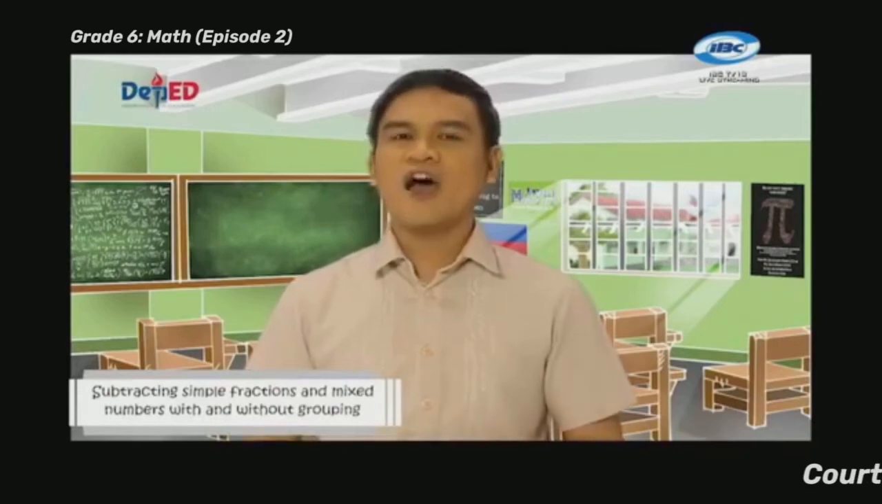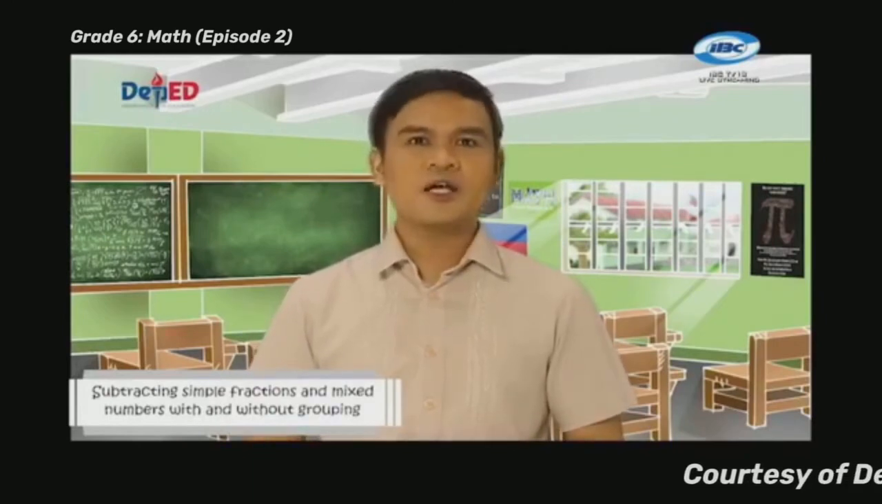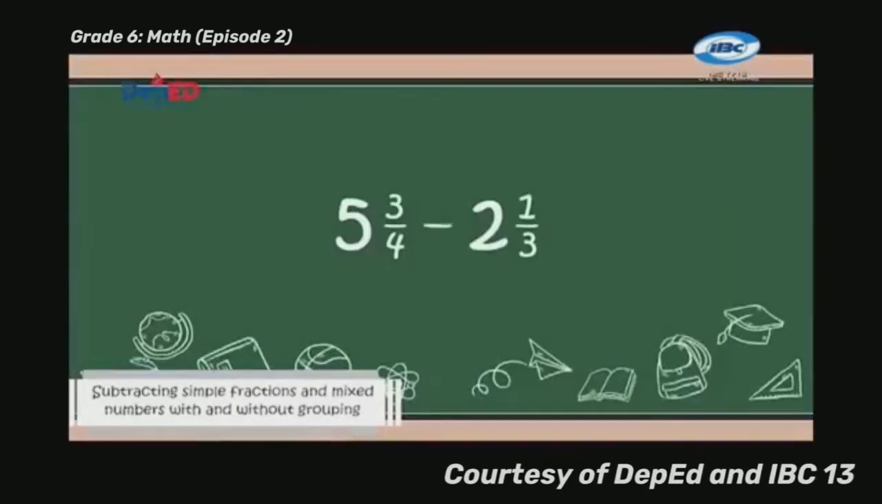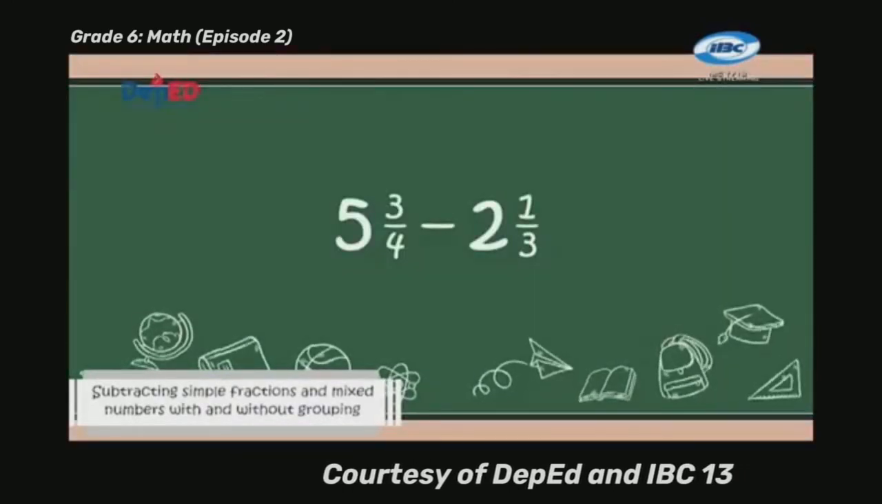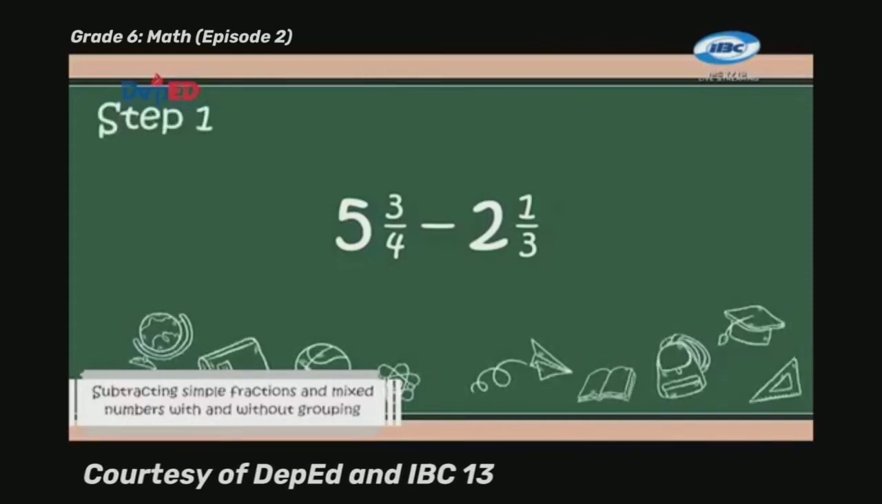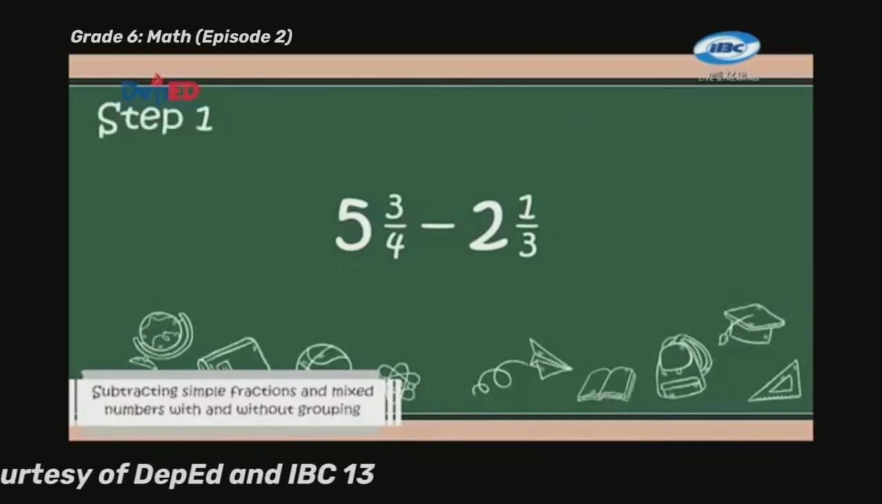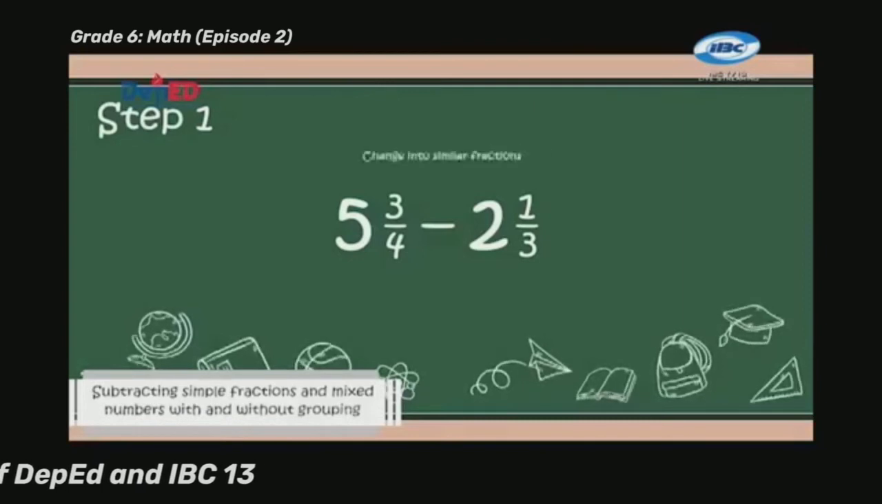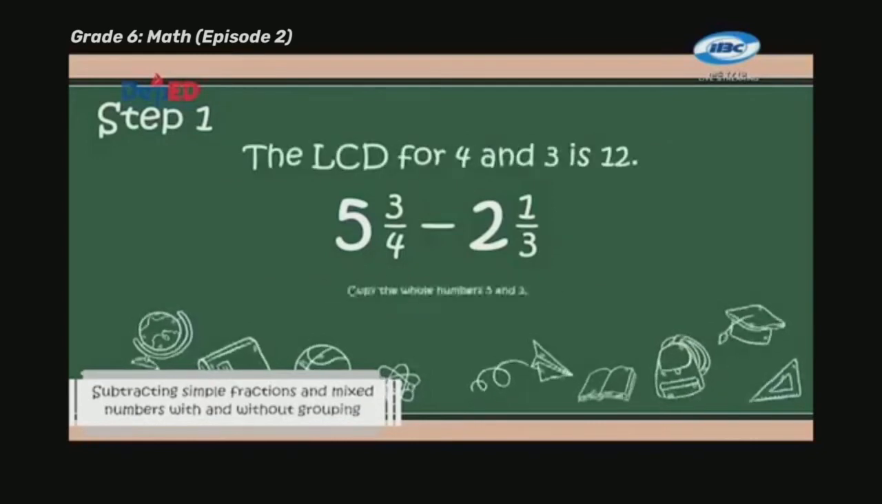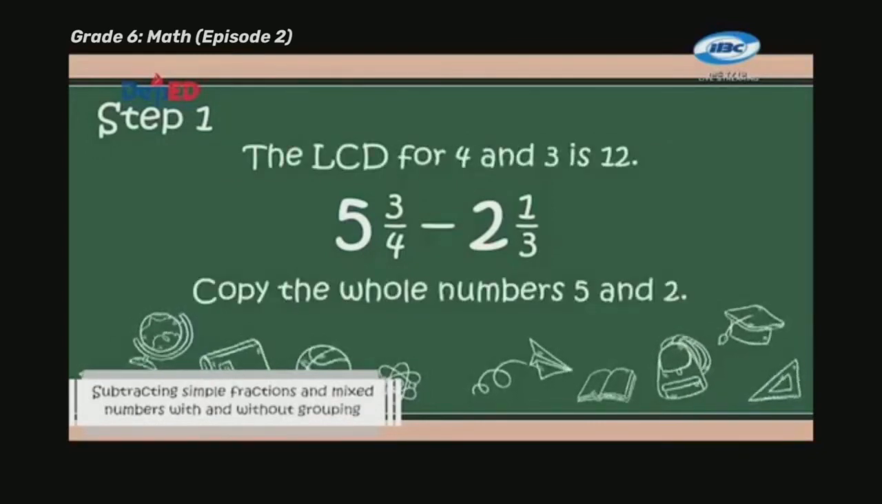Let us try another example. 5 and 3/4 minus 2 and 1/3. Step 1. First, change it to similar fractions by getting their equivalent fractions through the least common denominator or LCD. Let us find the LCD of 4 and 3. Yes, 12 is the LCD of 4 and 3. Copy first the whole numbers 5 and 2.